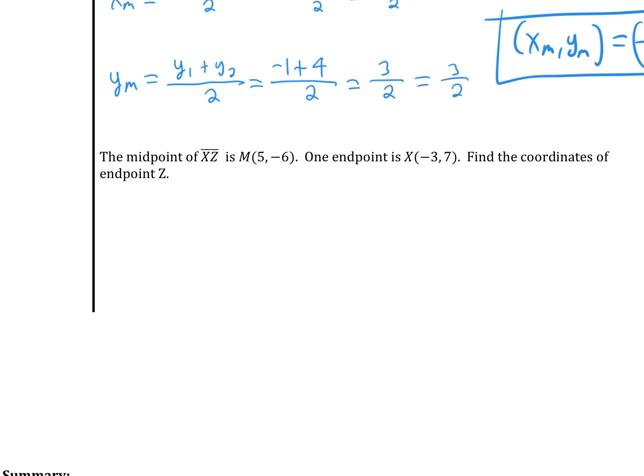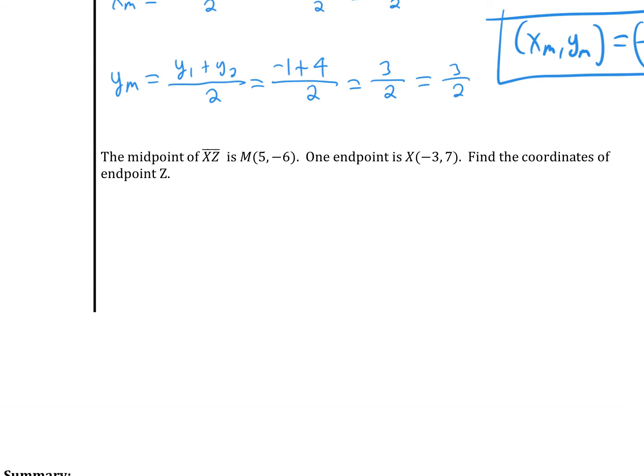All right, the midpoint is 5, negative 6. So we're going to call that xm, ym. And the endpoint is negative 3, 7. I'm going to call that x2, y2. Find the coordinates of endpoint z. I'm going to call that x1, y1. So we're going to plug into the formula.